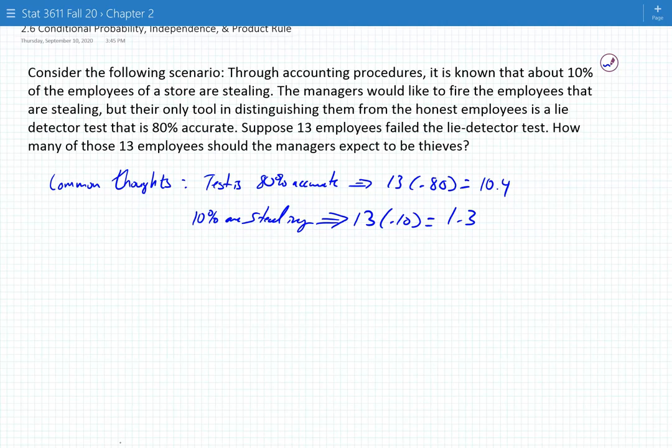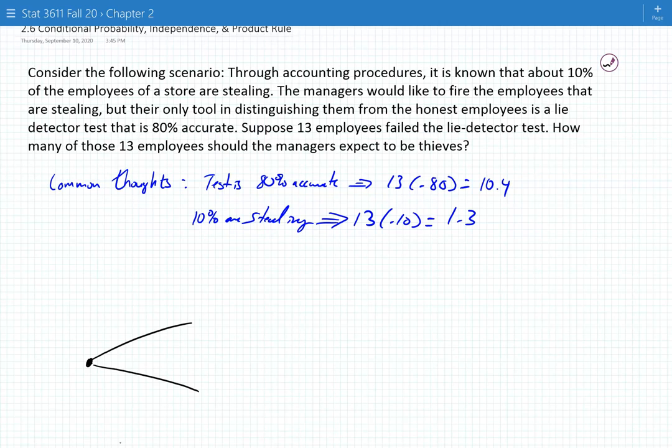However, there's actually a lot more going on here. There's a lot more happening in this scenario. So let's think about how we can break this down. I'm going to choose to use a tree diagram.